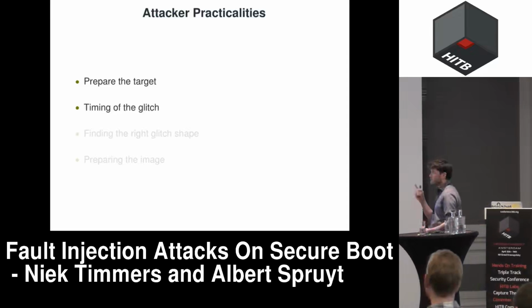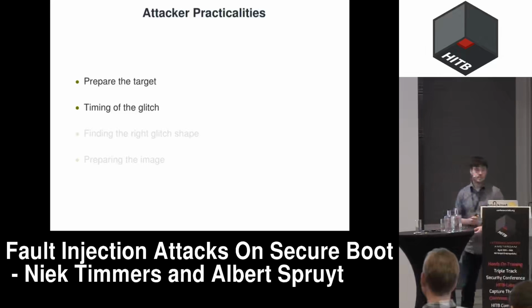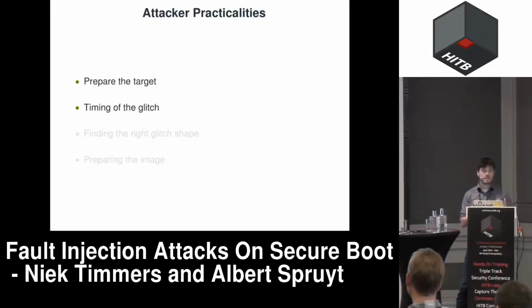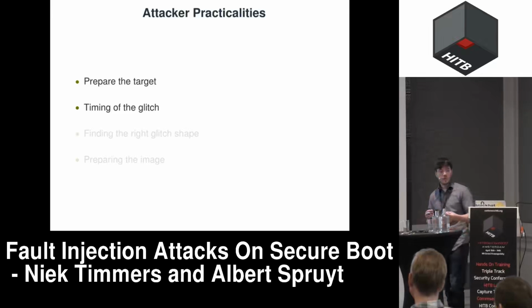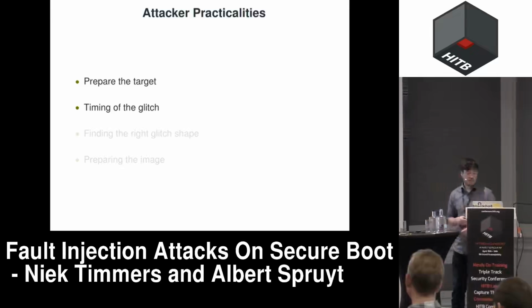Finally, we also need to find the timing of the glitch, so the moment we actually introduce the fault. We can try to take, for instance, power or EM measurements here. We can take a measurement of a normal boot and then of a corrupted image, and these will exhibit different characteristics. And in this way, we can narrow down where we need to inject the fault.